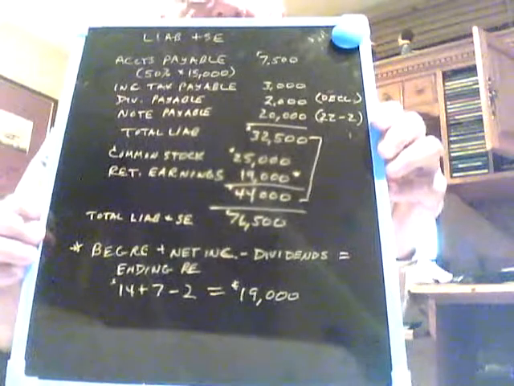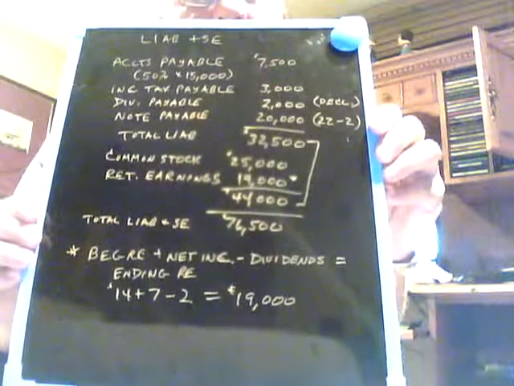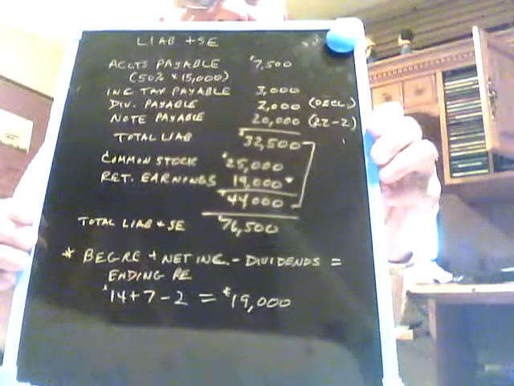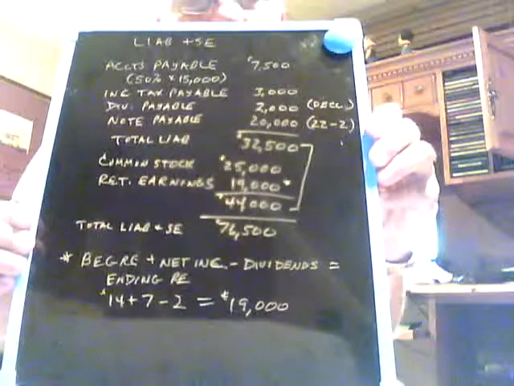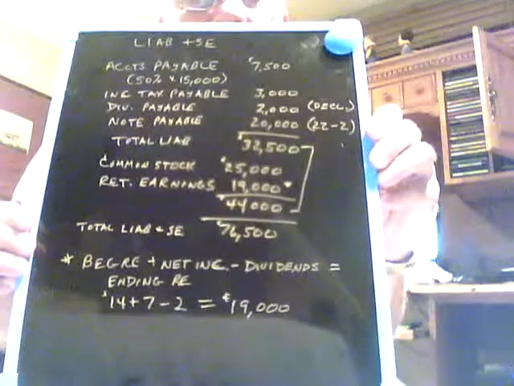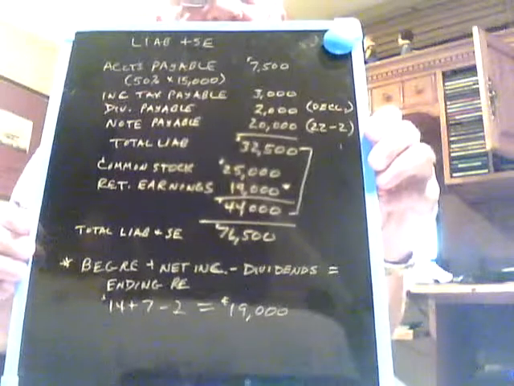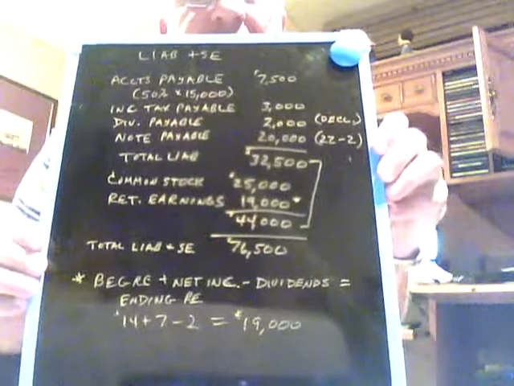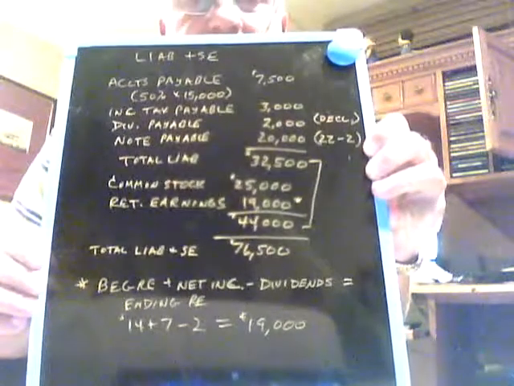How did we get the retained earnings amount? We had to go back to the beginning retained earnings balance, which was the ending balance in 2013 of $14,000. We had to add this year's net income of $7,000. We had to subtract the dividends, if you remember from financial accounting, and that gives us our balance of $19,000 that we used up above. All right, so hopefully that gives you a better understanding of how to get these amounts for the various budgets.